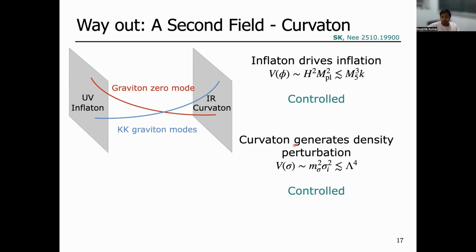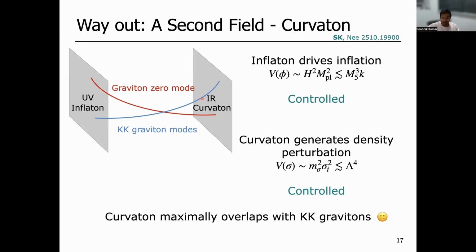And since the curvaton does not have to drive inflation, its energy density can be much smaller, for example, at the IR scale. And once again, you can have a controlled description. And finally, because the curvaton is on the IR boundary, it does overlap significantly with the KK gravitons. So you do get a stronger coupling, which eventually would give rise to much more easily observable non-Gaussianities.